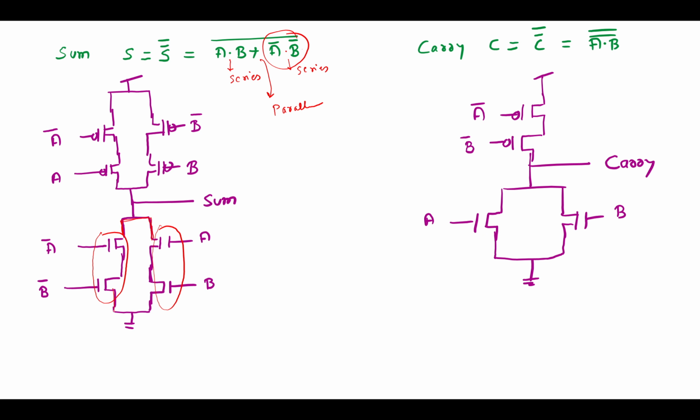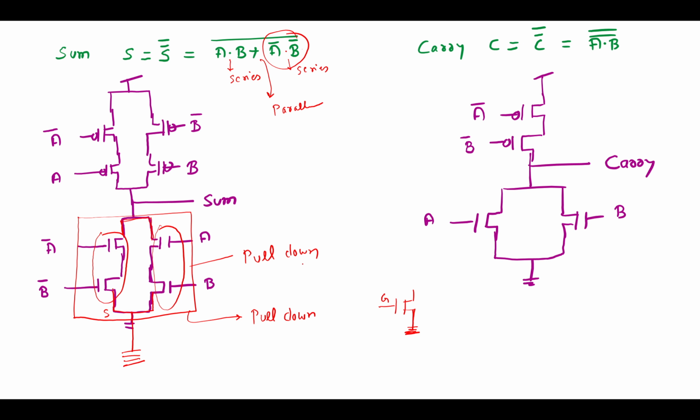And we know this whole block is known as a pull down, and this pull down is designed by NMOS, and mostly the source terminal is connected to ground. So this is the source, and this source is connected to ground. So this is a pull down.